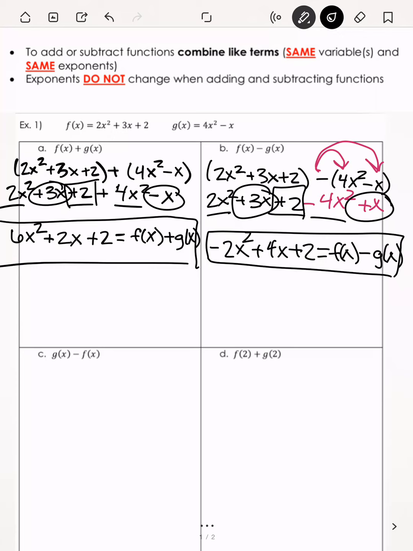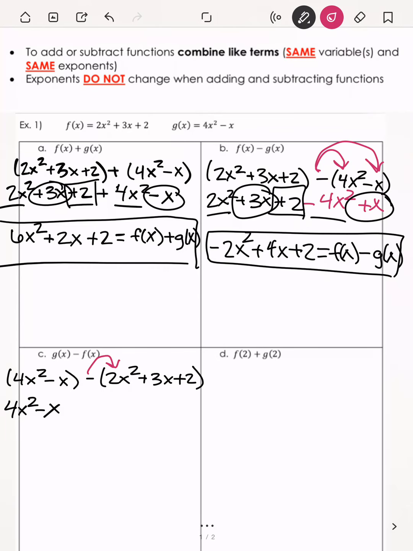Looking at part C, it switched the order. We have g of x minus f of x. So this time I write g of x first. I'm going to subtract f of x. Okay, again, the first set of parentheses gets to be left the same. The second set, we have to remember to distribute the negative.